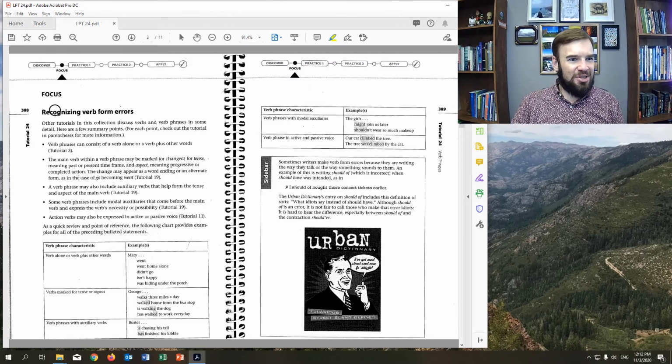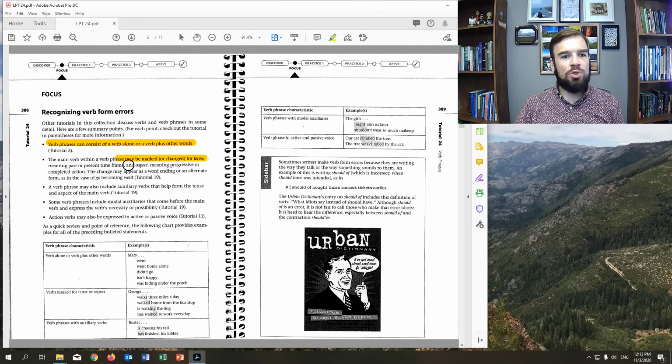Here we go on tutorial 24, page 388, recognizing verb form errors. Now, other tutorials in this collection discuss verbs and verb phrases in some detail. Here are a few summary points, and for each point, check out the tutorial in parentheses for more info. So first, verb phrases can consist of a verb alone or a verb and other words. That's tutorial 3.